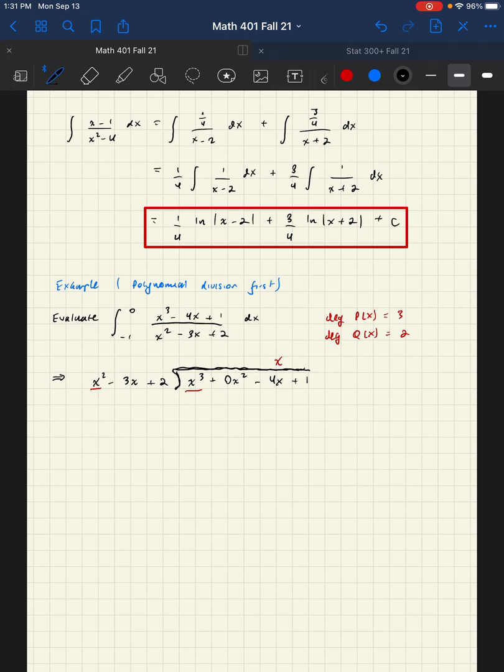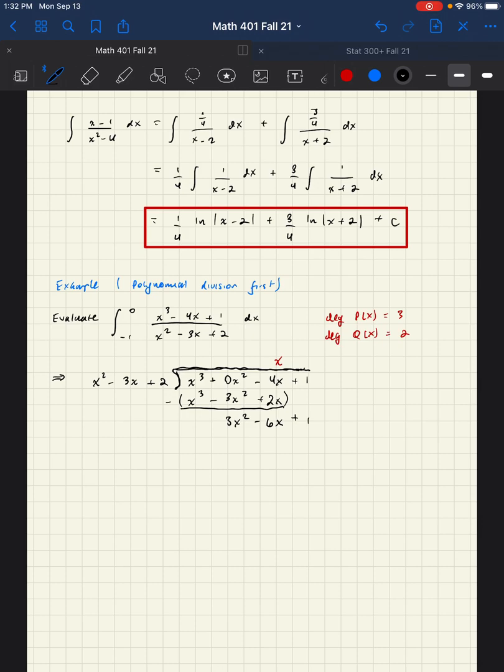So now we're going to go ahead and multiply x by x squared minus 3x plus 2, so the divisor. And that gives us x cubed minus 3x squared plus 2x. So line them up carefully, because then we're going to subtract. We're going to take the difference. x cubed minus x cubed is 0, so we're going to leave that alone. 0x squared plus 3x squared gives us 3x squared. And then minus 4x minus 2x is going to give us negative 6x. And then you can carry down that plus 1.